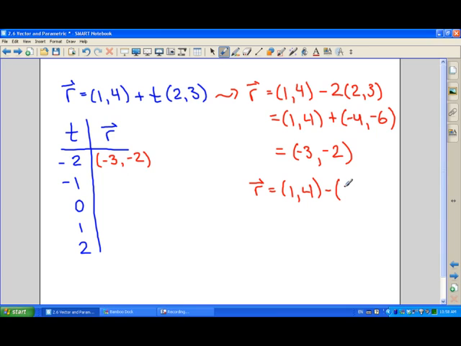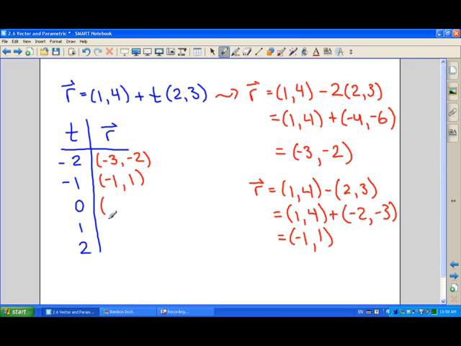So if t is negative 1, then I have the vector (1, 4) take away the vector (2, 3). Or, if you prefer, the vector (1, 4) plus the vector (-2, -3). Which gives me the vector (-1, 1). You should try filling in the rest of this table, and you can check your work with mine.